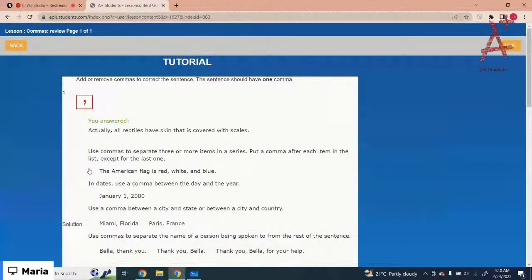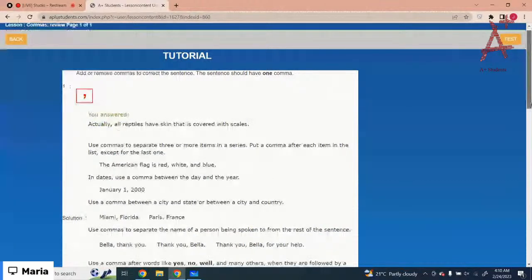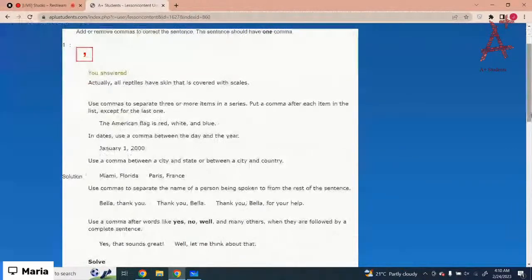So we're going to review the chapter. Use commas to separate three or more items in a series. Put a comma after each item in the list except the last one, like the American flag is red, white, and blue. So you have to put the comma right after every item. Got it? You don't have to put one after the last one.